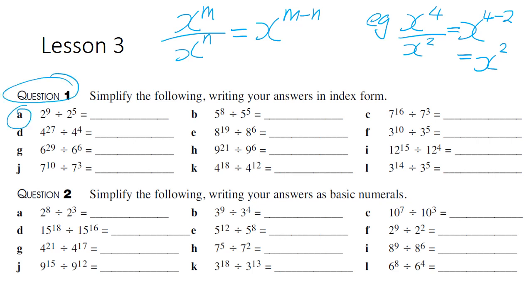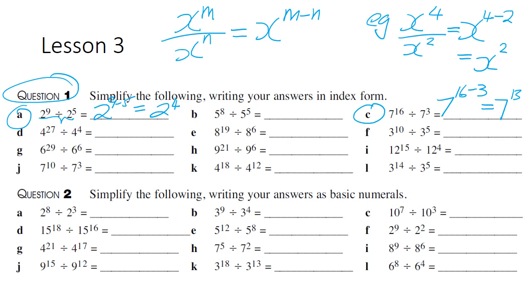Let's do question 1a. 2 to the power of 9 divided by 2 to the power of 5. Okay, so do they have the same base? Yes, they do. So I can just subtract the powers. 2 to the power of 9 take 5, which is just 2 to the power of 4. Maybe I will do 1c. 7 to the power of 16 divided by 7 to the power of 3, which is just the same as 7 to the power of 16 take 3, which is 7 to the power of 13.